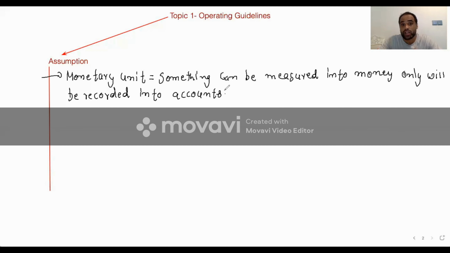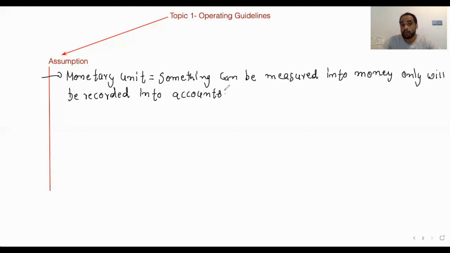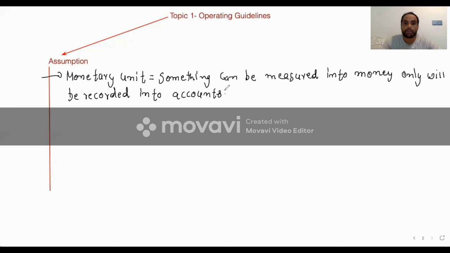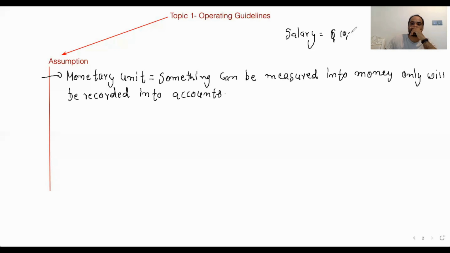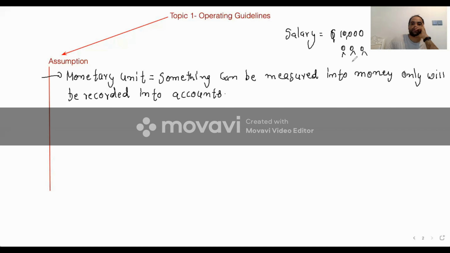Company paid salary to their workers, it has money value. All right, but in those workers, how many males and how many females? For example, company is paying $10,000 salary to their employees. So these are employees. Company paying them $10,000 salary to their employee.